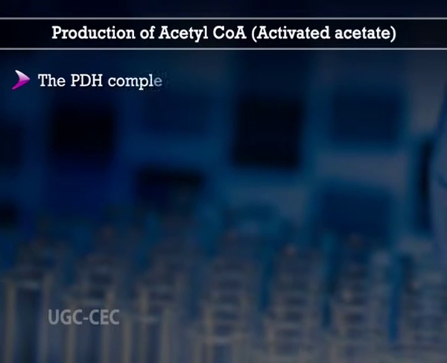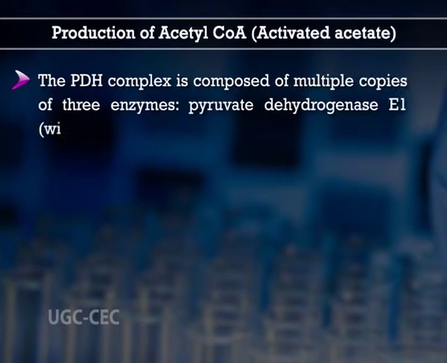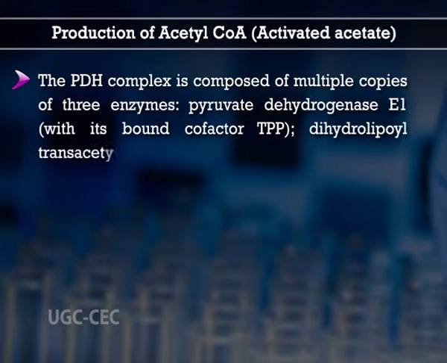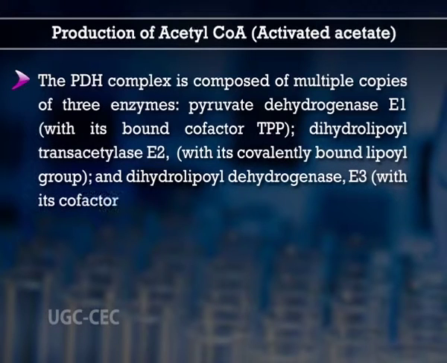The PDH complex is composed of multiple copies of 3 enzymes: pyruvate dehydrogenase E1 with its bound cofactor TPP, dihydrolipoyl transacetylase E2 with its covalently bound lipoyl group, and dihydrolipoyl dehydrogenase E3 with its cofactor FAD and NAD.